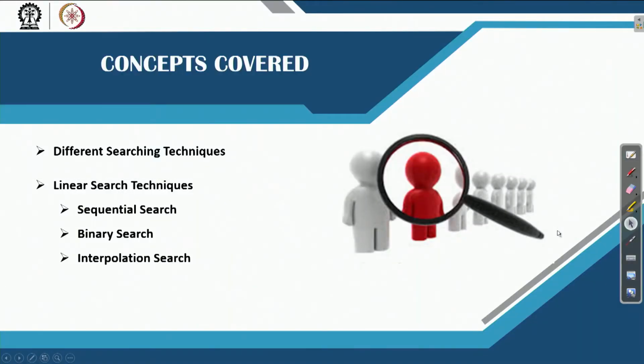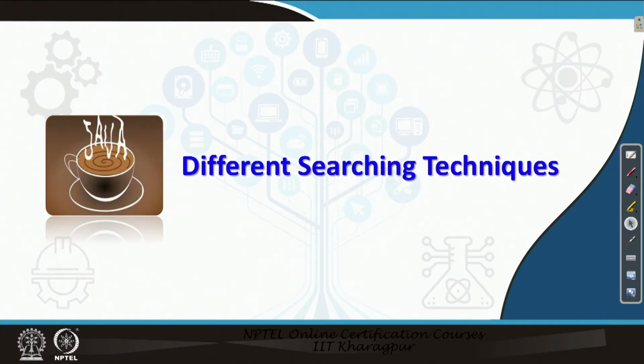We will discuss the different concepts related to searching and different searching techniques, and there are a variety of searching techniques known. So, in this class, we shall discuss three important searching techniques, namely sequential search, binary search and interpolation search. So, today it is our plan. Now, let us start discussing the different searching techniques which are known till now.